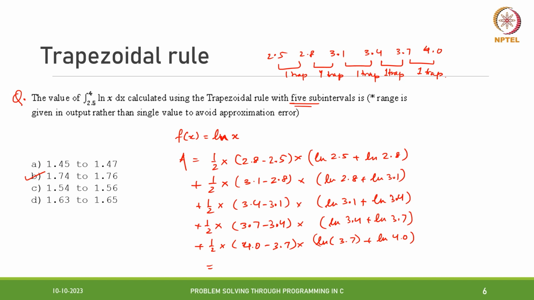For this question you just calculate this, and probably it will come to be in the range of 1.74 to 1.76. Just verify that. All right, are there any doubts regarding the trapezoidal rule?